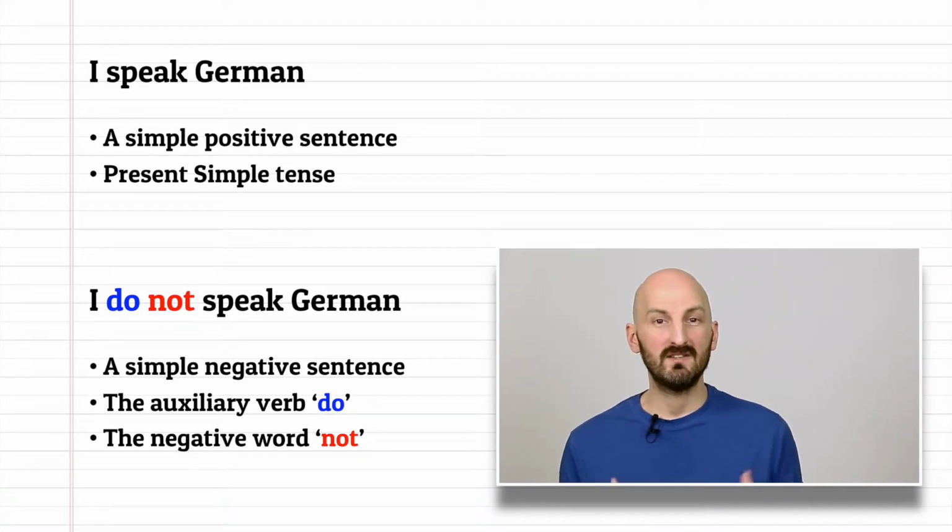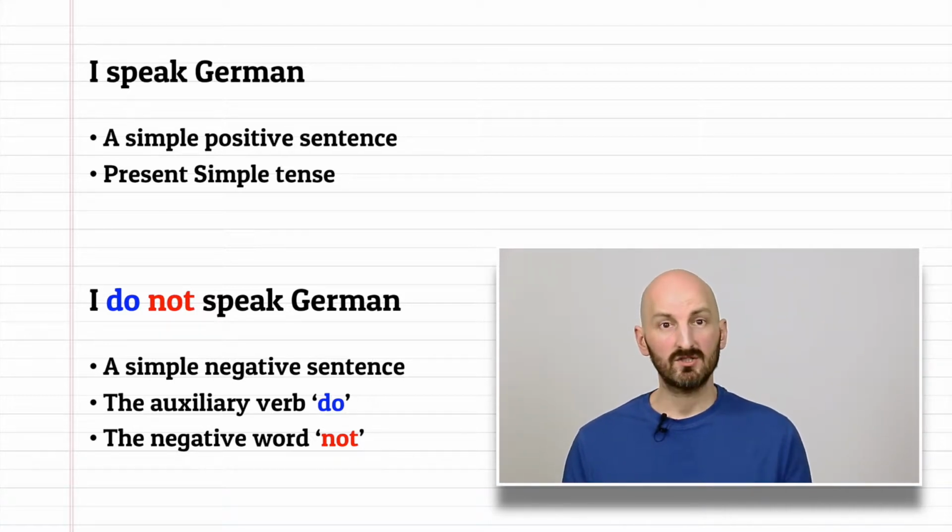The verb do in this sentence is a special verb and is called an auxiliary verb. The form of the auxiliary verb changes when we use a different subject, exactly the same as all other verbs. So let's think, does the sentence use not? Yes. Does the sentence have an auxiliary verb? Yes. So the sentence is negative. We always use an auxiliary verb and not in a negative sentence.